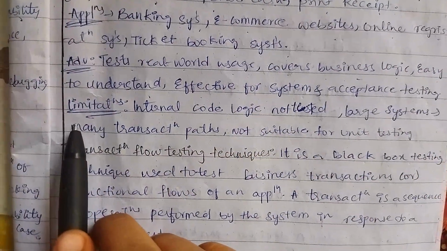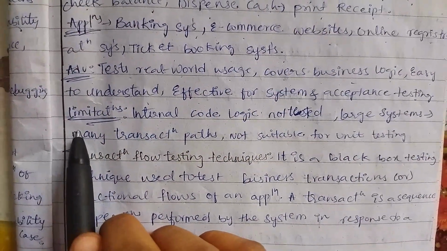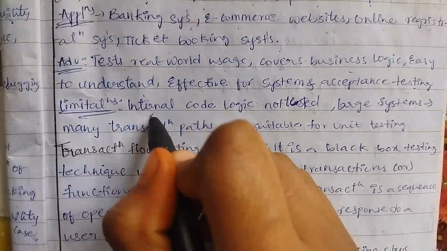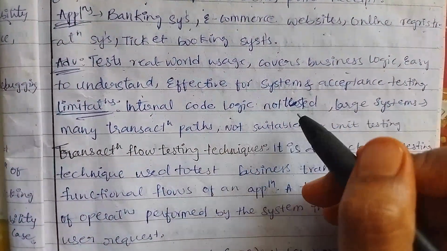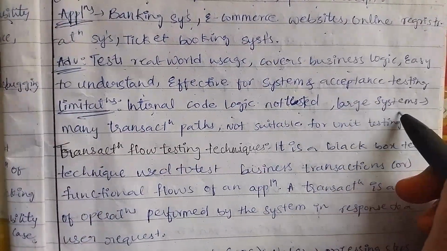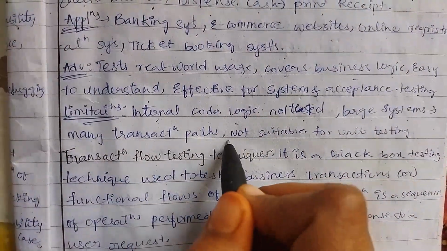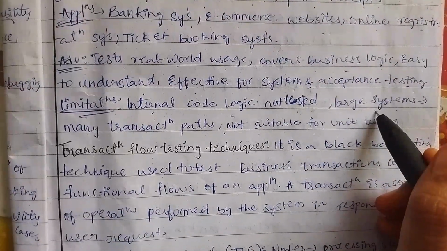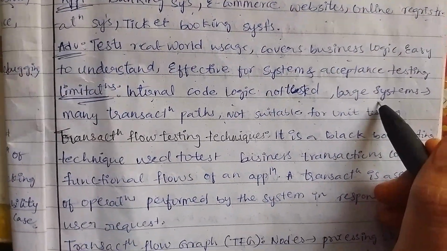We have some limitations or drawbacks or disadvantages. Internal code logic is not tested, large systems have many transaction paths, and it is not suitable for unit testing. These are the disadvantages of transaction flow testing.